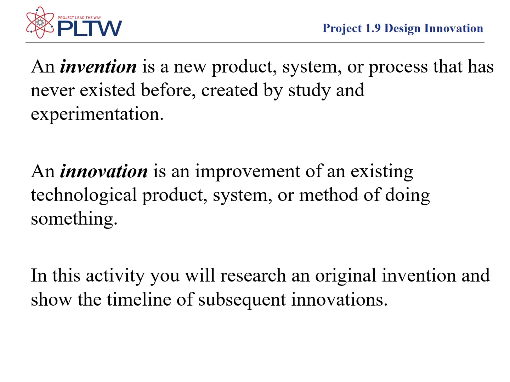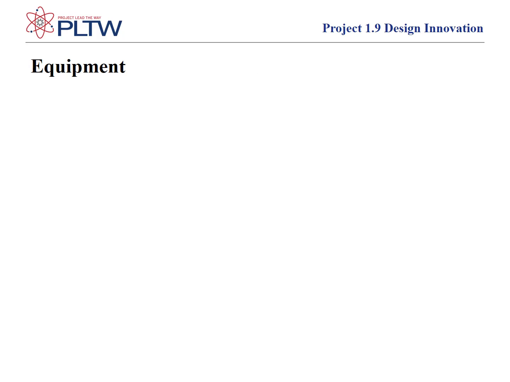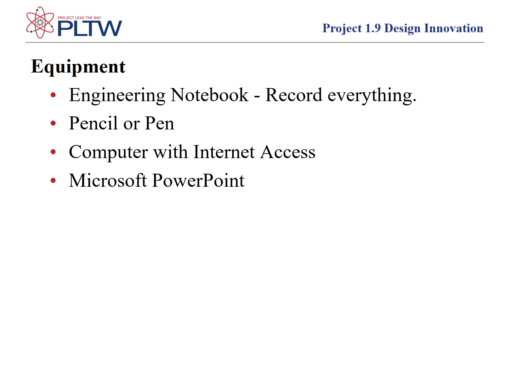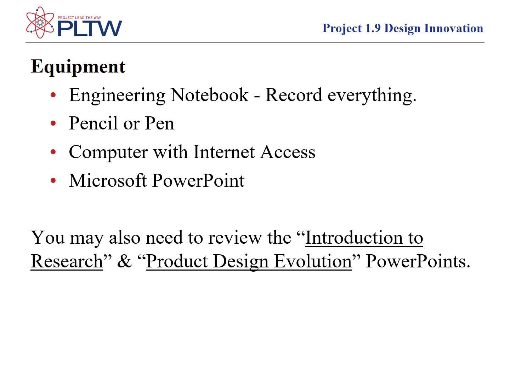In this activity, you will research an original invention and show the timeline of the subsequent innovations. Things you'll need for this project: your notebook to record your research, pencil or pen, computer with internet access, and Microsoft PowerPoint. You may also need to review the PowerPoint's Introduction to Research and Product Design Evolution.